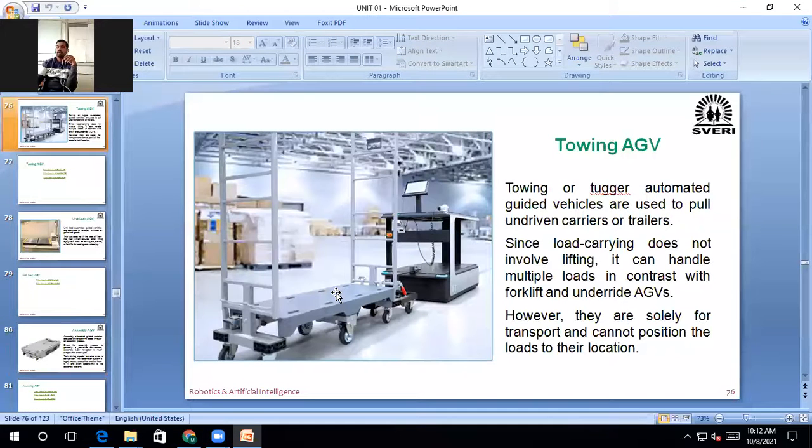Okay, the next application is towing AGVs. Okay, maybe you have seen towing cars.